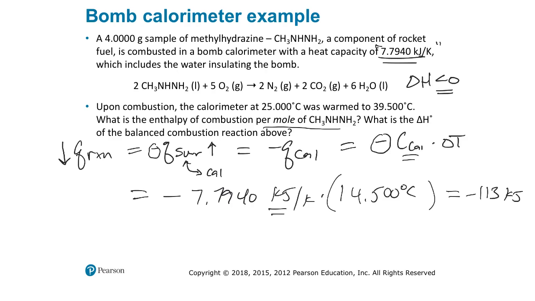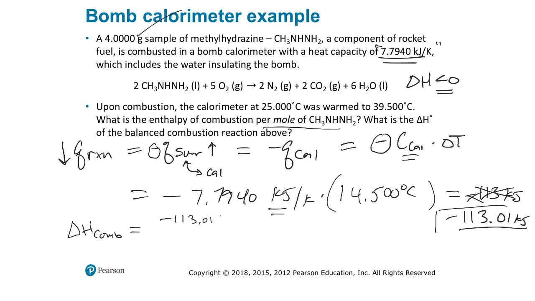And we could get two more digits, so let's be more accurate. Minus 113.01 kJs, because all 5 digits there should be significant. Okay, now that's just not the answer to the question, though. That's just the heat change by this reaction of 4 grams of methyl hydrazine in this particular calorimeter. So now to find the delta H of combustion, well, we know that we get minus 113.01 kJs whenever we combust 4 grams of our sample.